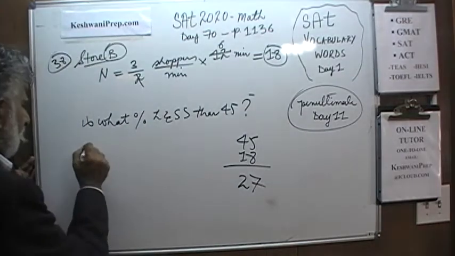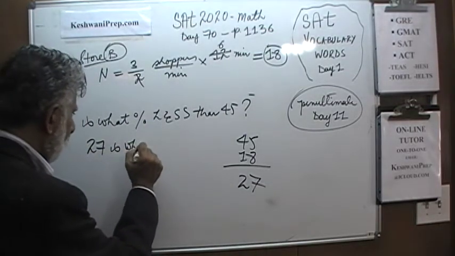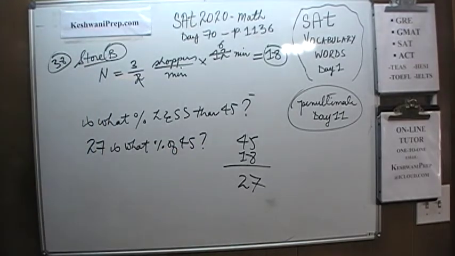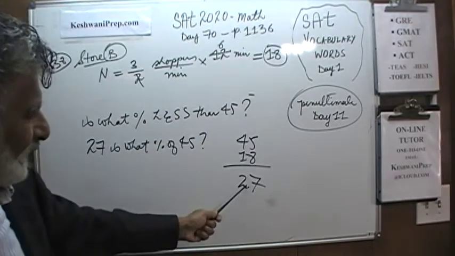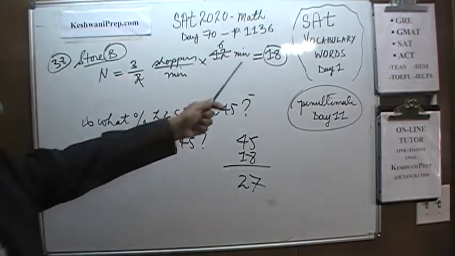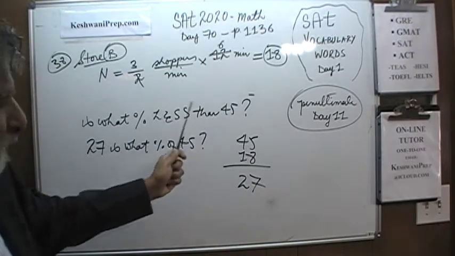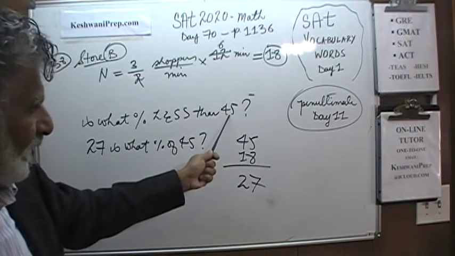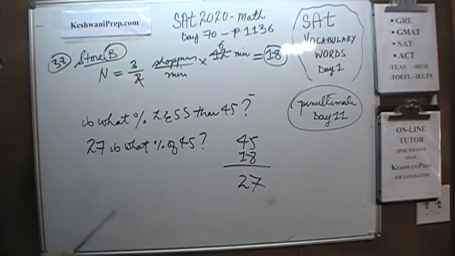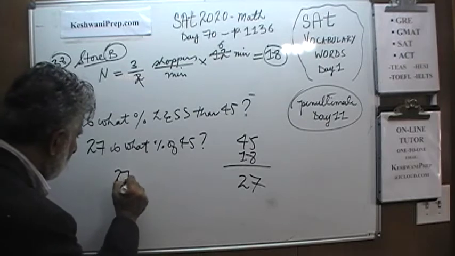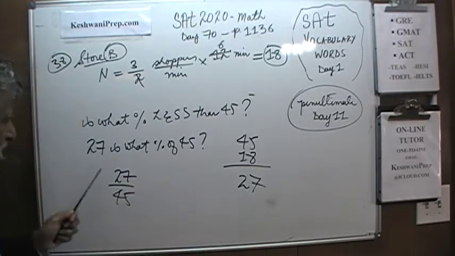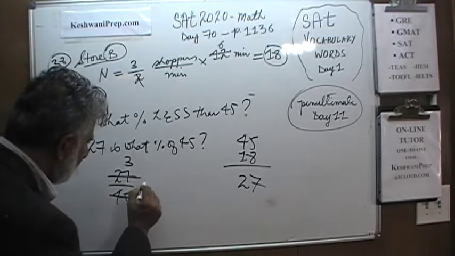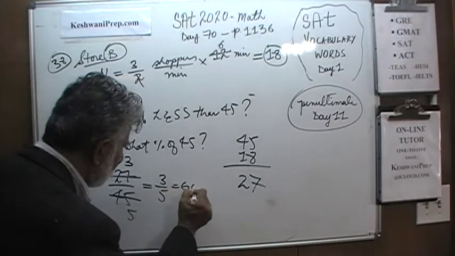So now the question is: 27 is what percent of 45? That's what we're looking for. Because 18 is 27 less than 45, and the question was 18 is what percentage less than 45. Before we worry about the percentage, we first figure out how much less 18 is than 45. 18 is 27 less than 45. Now we're done. It's just 27 over 45. We are almost done. Divide top and bottom by 9, and this becomes 3 and this becomes 5. There you go. It is 3/5, which is 60%.